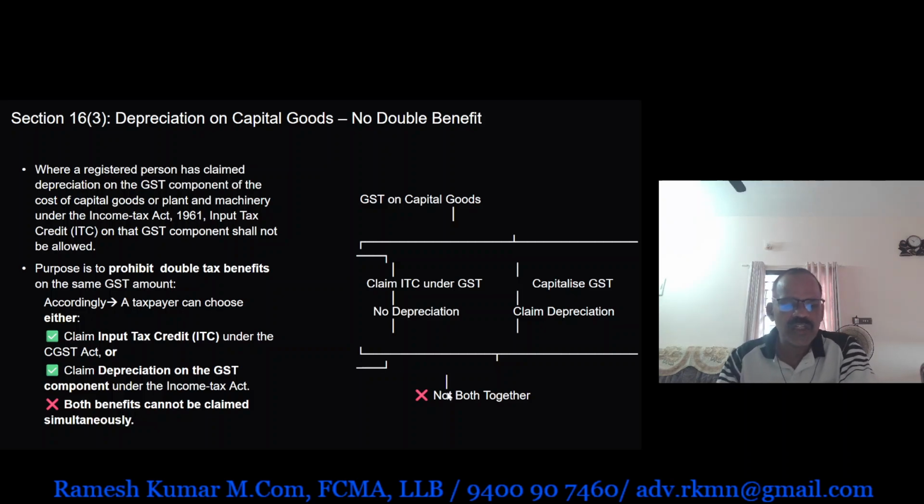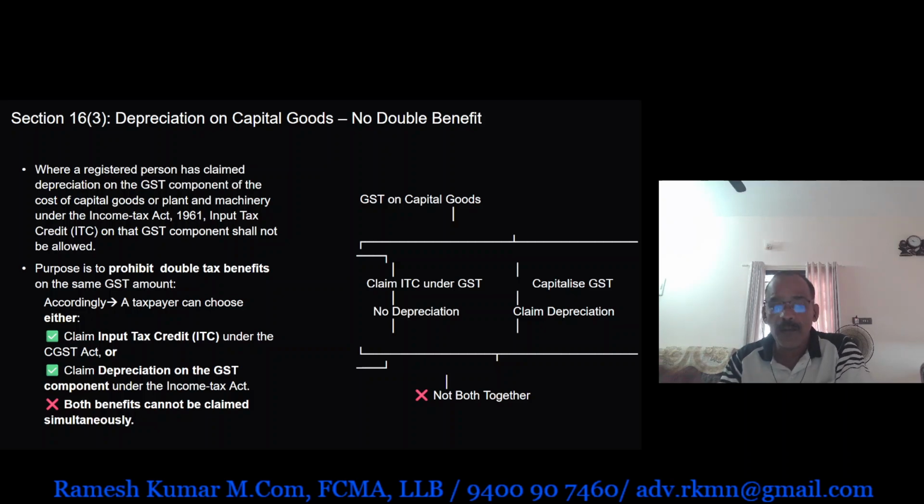Suppose you purchase a machinery. As you know, machinery is going to be capitalized. It is called capital goods under the GST provisions. So the GST paid on this capital good, that is the machine, can be treated in two different ways. Accountants know that. Option 1, you can claim ITC credit under GST. In option 2, you can add the GST amount to the cost of the machine and claim depreciation as per the accounting policies or as per the Income Tax Act provisions. You can choose either of these two.